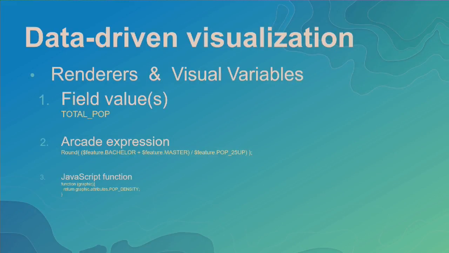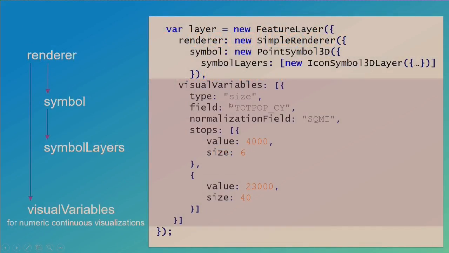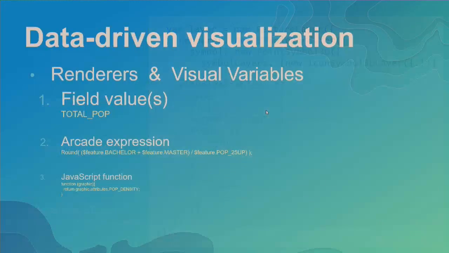And these data-driven visualizations can be done like in my previous slide here. You could see that I have this field. You can set a field, or you can use an Arcade expression so that you don't need to pre-process your data, but you can actually calculate a new value based on several fields, and this is really powerful and it allows you to be quite flexible. The third option, which isn't really that useful and we don't really encourage too much, is to actually write your own JavaScript function in the renderer, where you will have to return a value.